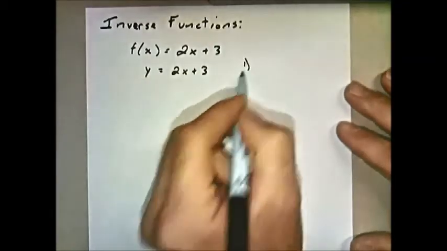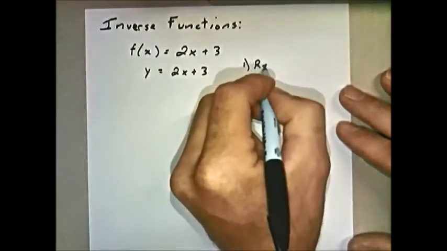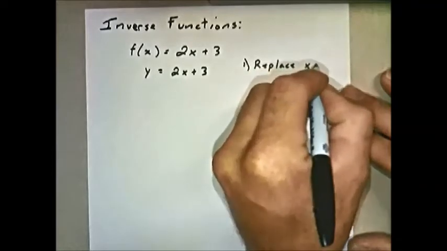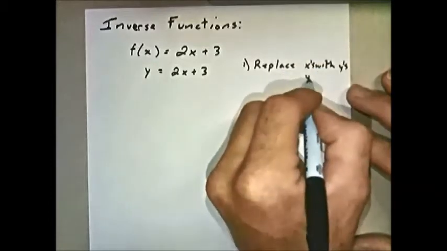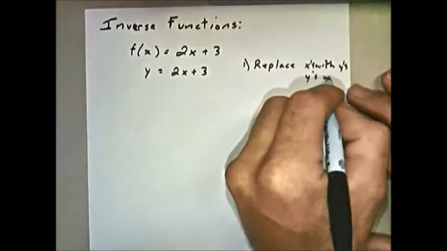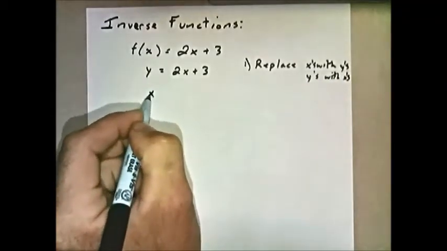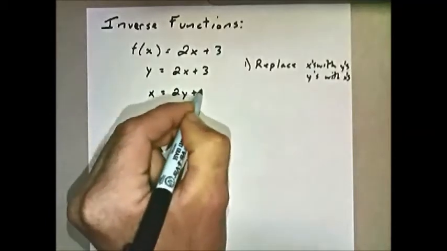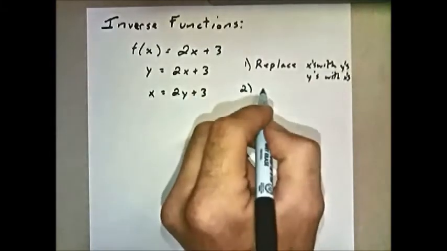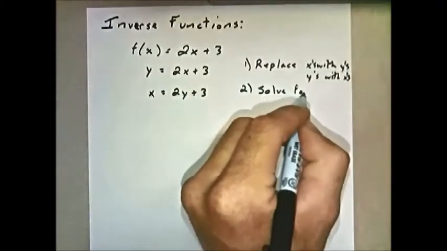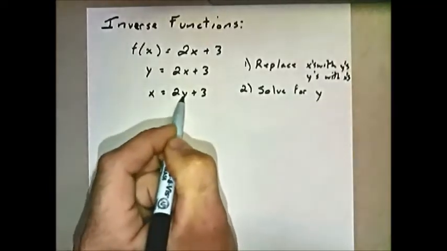Our first step, and we'll write these off to the side, is to replace your x's with y's and the y's with x's. So our new equation is going to be x equals 2y plus 3. The second thing we're going to do is solve for y, just like we've done in all of our other equations. We want to get y by itself.